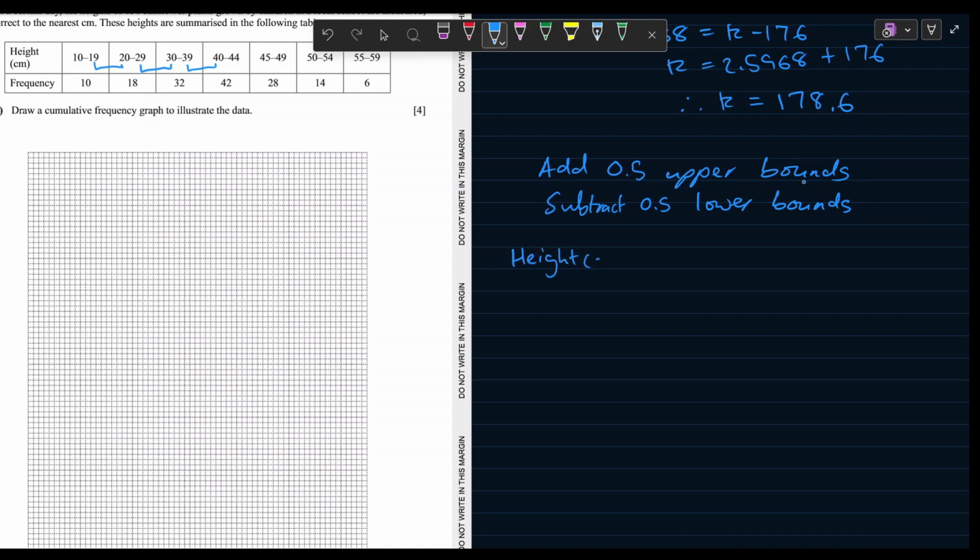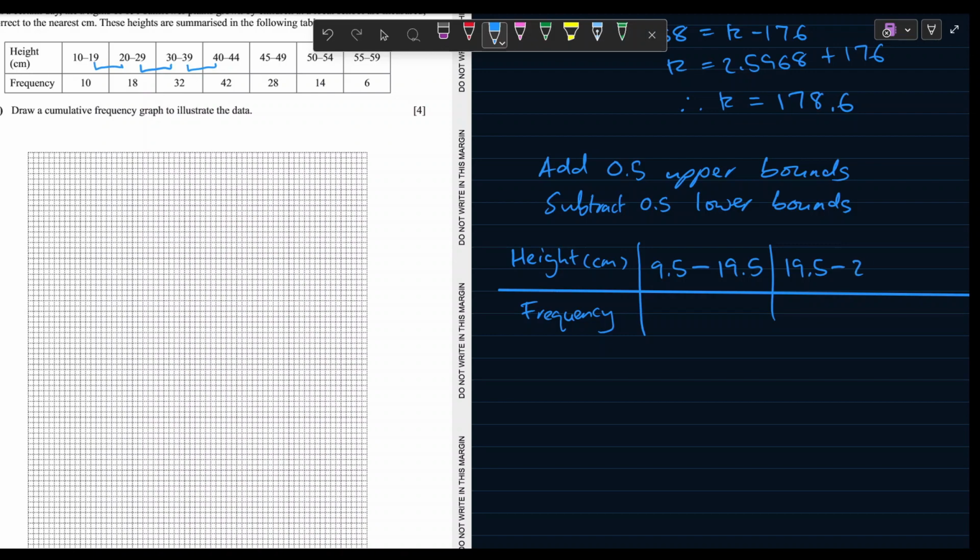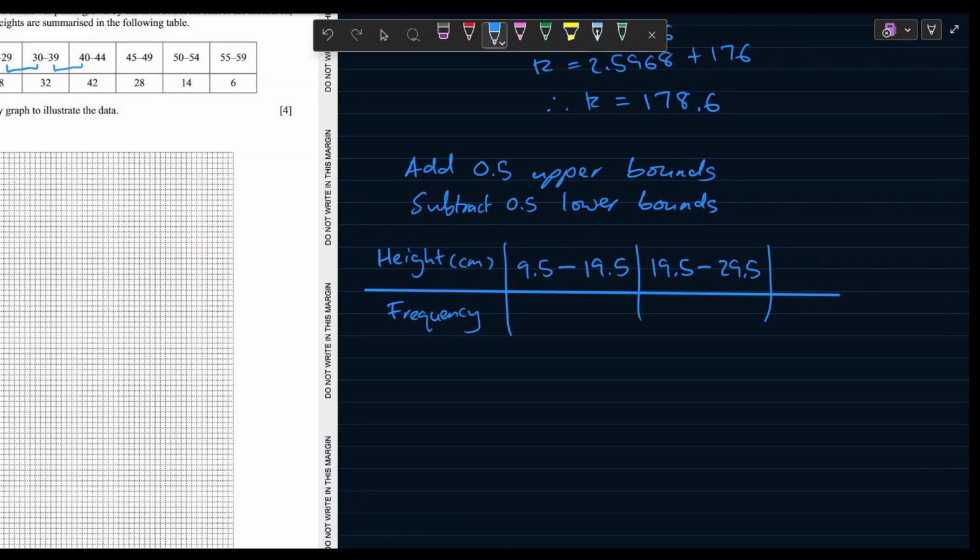after we have closed these gaps, this is centimeters, and then we're gonna have frequency on the bottom. Our new table should look like this: we subtract 0.5 from 10, that's 9.5, and then add 0.5 to 19, so 19.5. Our new lower bound here is 19.5 as well, and it's going up to 29.5. We're going to do this for all of our classes. So this is going to be 29.5 all the way up to 39.5.